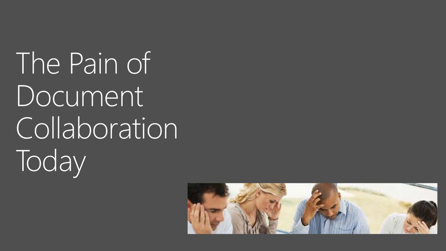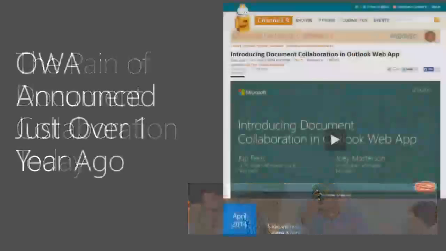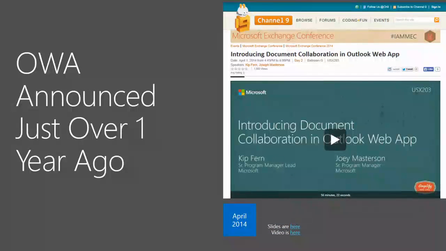Okay. So the good news is we've already started solving some of these issues. Last year, as part of Office 365, we released our new document collaboration features in OA, and we started by announcing this at MEC just over a year ago. So I'm just curious if you can raise your hand. How many saw my presentation at MEC a year ago? Oh, that's good. Just one, all right.